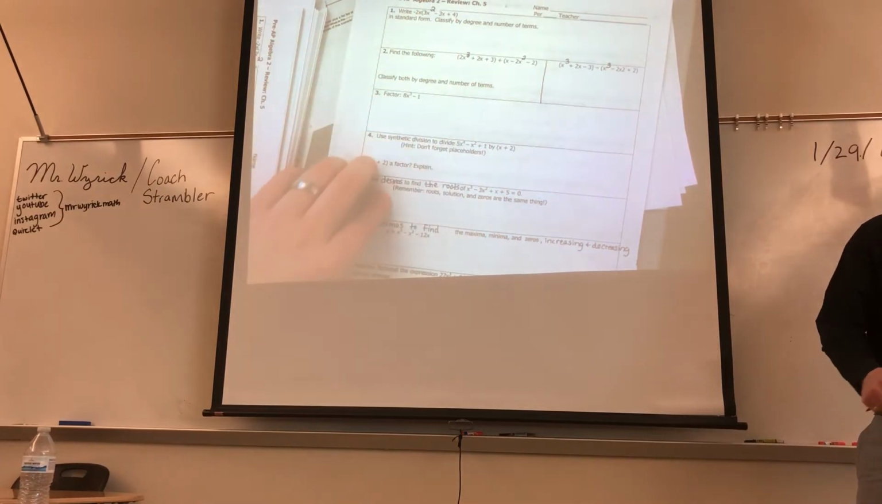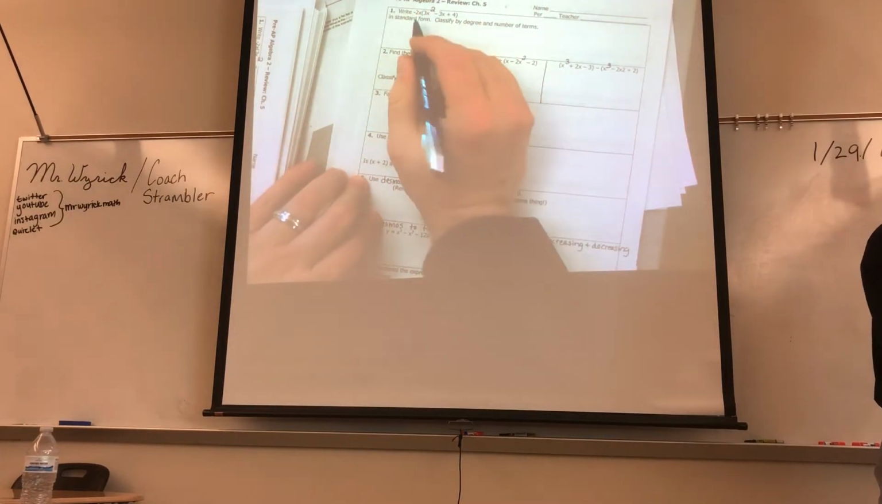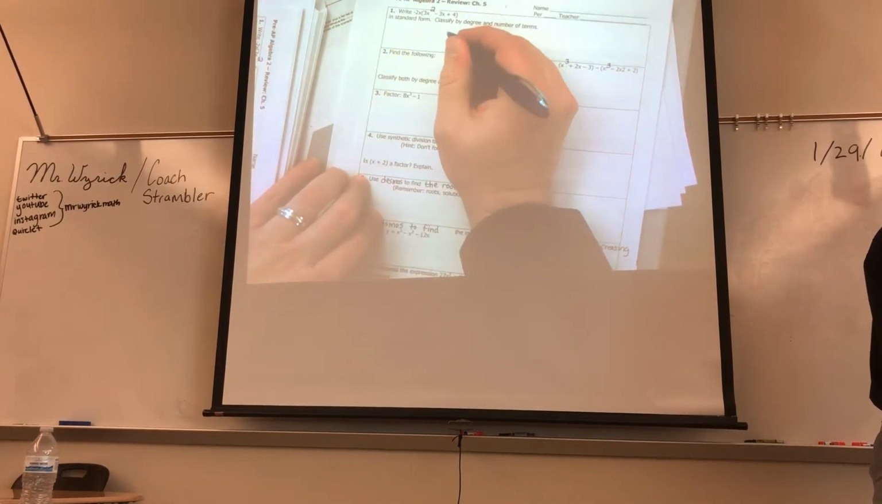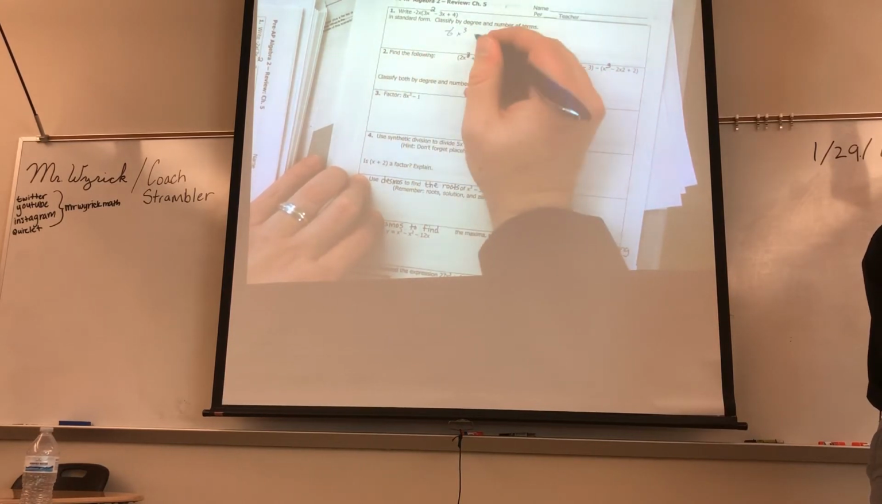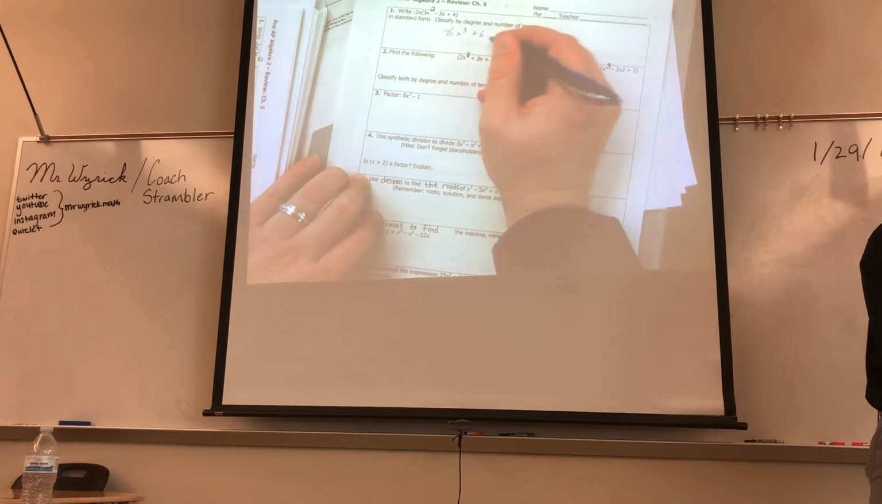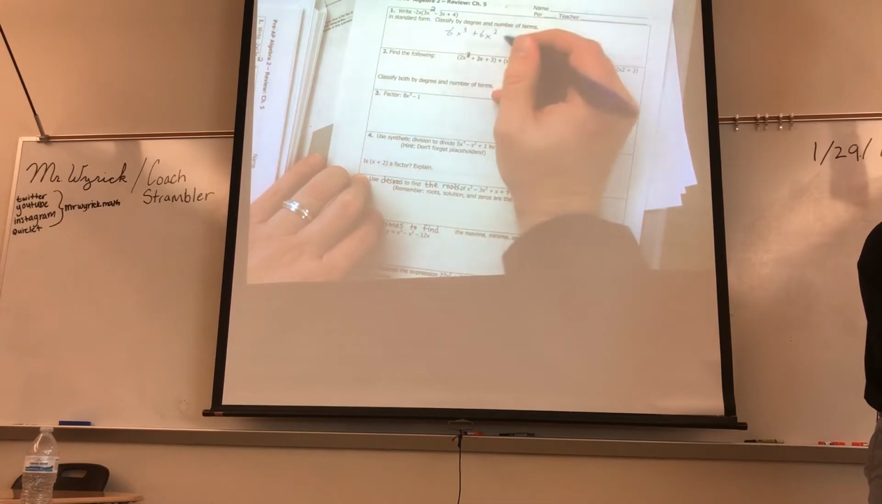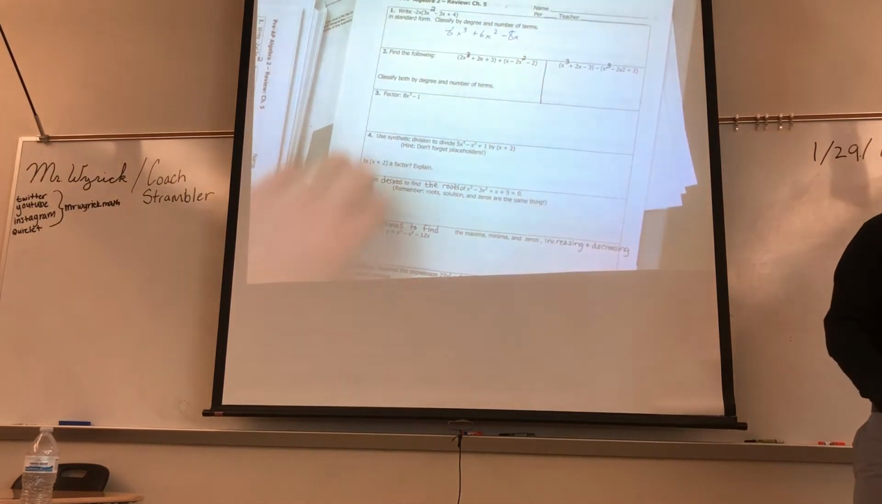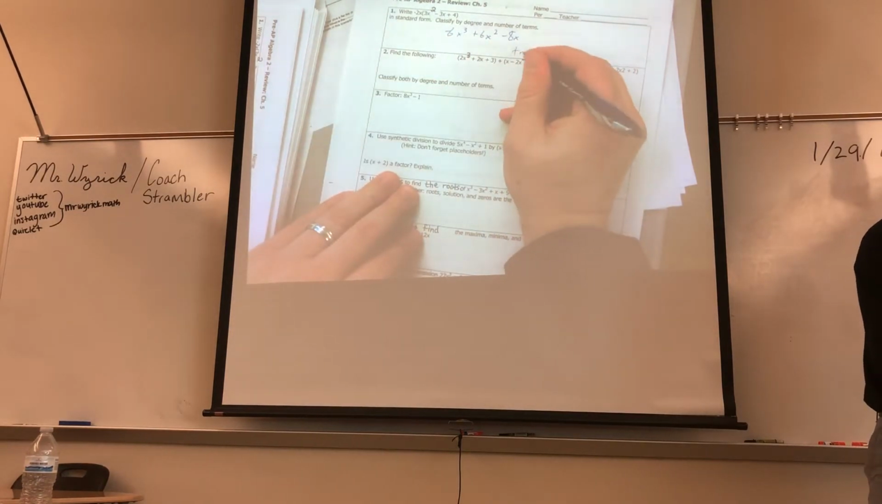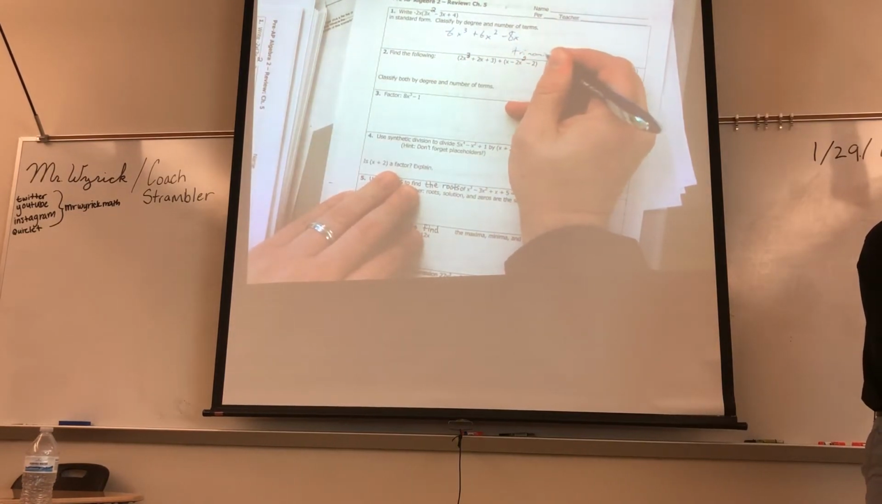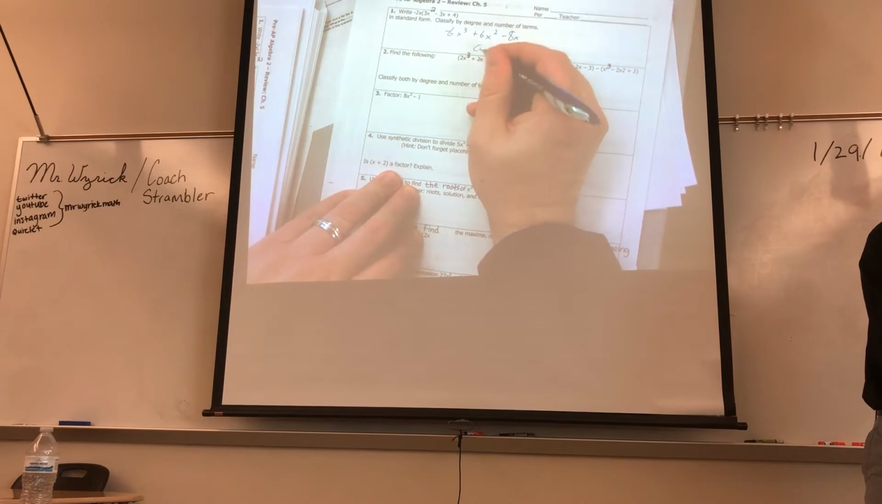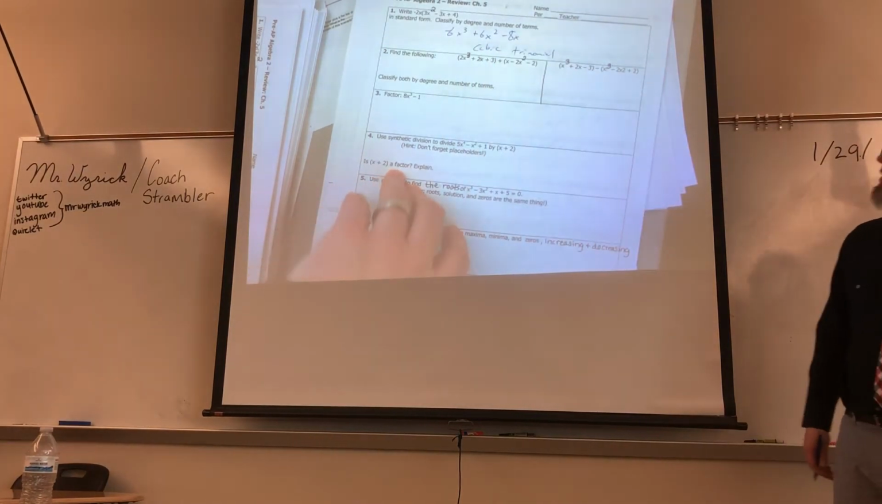Write this in standard form, classify by degree and number of terms. Negative 2x times 3x squared is negative 6x cubed. Negative 2 times a negative 3 would be a positive 6, and that would be x squared. And then that would be minus 8x. This is 3 terms, it's a trinomial. And it's x to the third, so it's cubic. So it's a cubic trinomial.